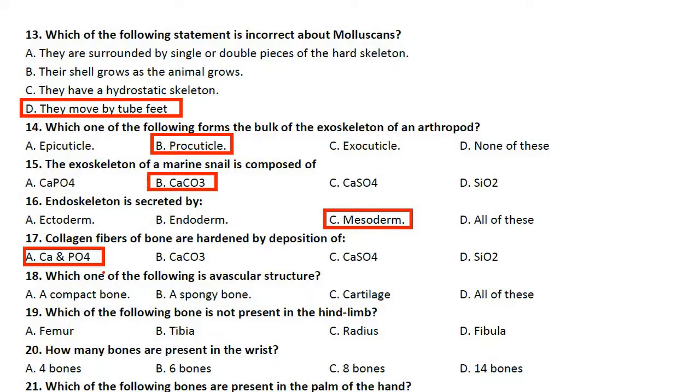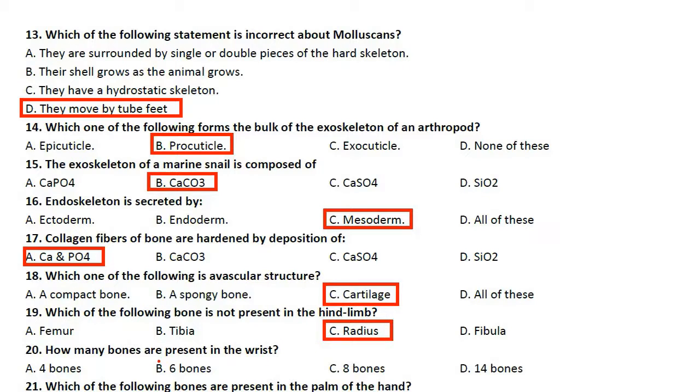In case of question number 18, which one of the following is avascular structure? So option A is compact bone, B is spongy bone, and C is cartilage. So remember that avascular structure is cartilage. Question number 19 is, which of the following bones is not present in hind limb? So hind limb has femur, tibia and fibula. Yes, radius isn't present here. So option C is correct.